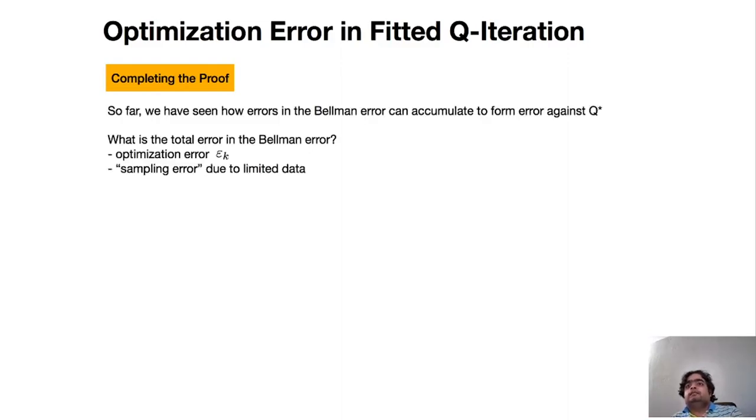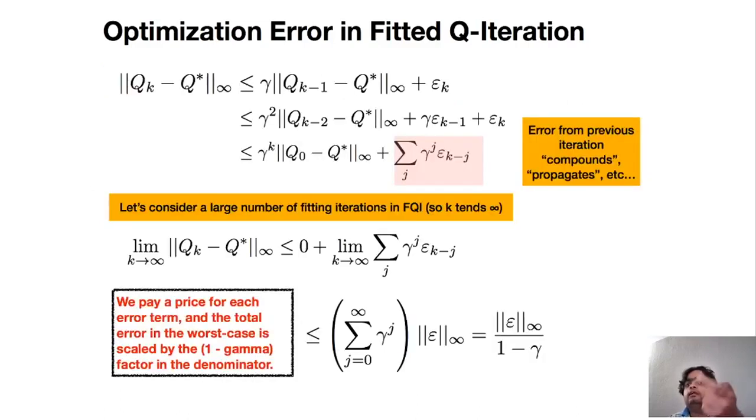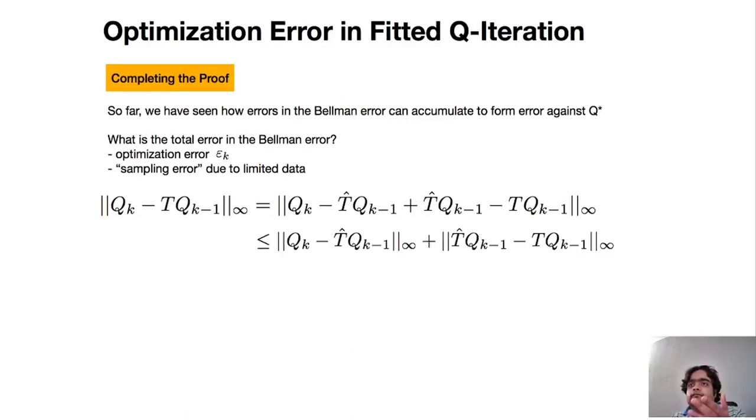So what you can do now is basically combine this optimization error and sampling error together. How will you do that? Note that qk minus T qk minus 1 is the Bellman error with the exact Bellman operator that you require in the previous error bound. The error bounds that we saw so far on qk against q star use the true Bellman operator T. So this infinity norm, which is the quantity that appears as the epsilon in the optimization error, by adding and subtracting T hat qk minus 1, is in the worst case bounded by the sum of the infinity norms of two quantities.